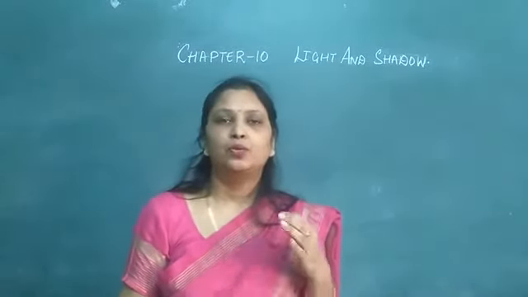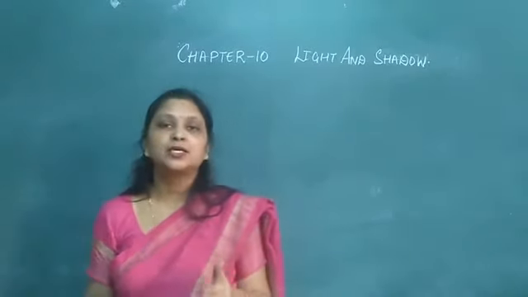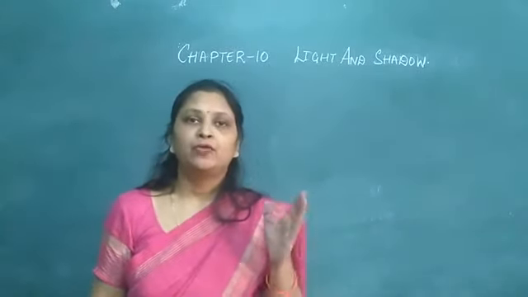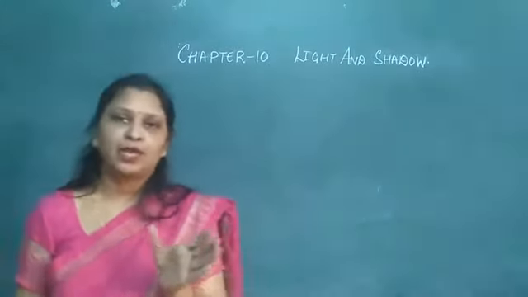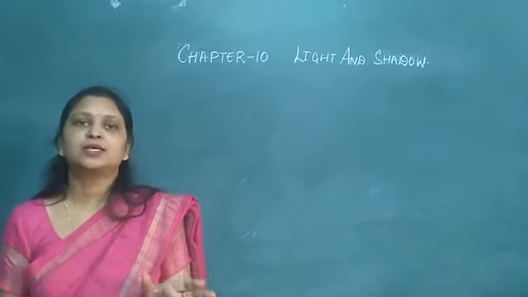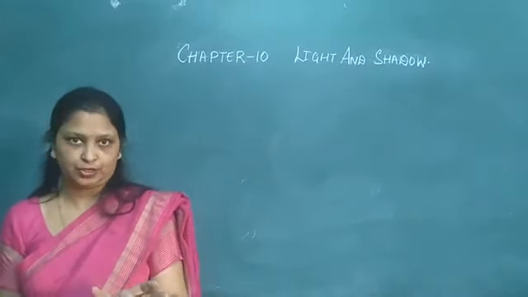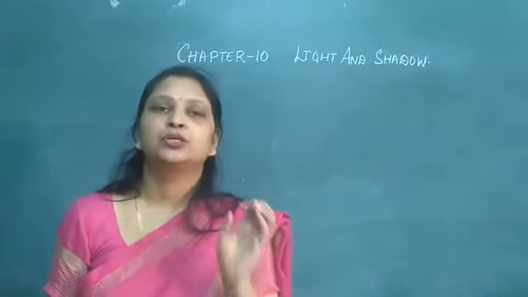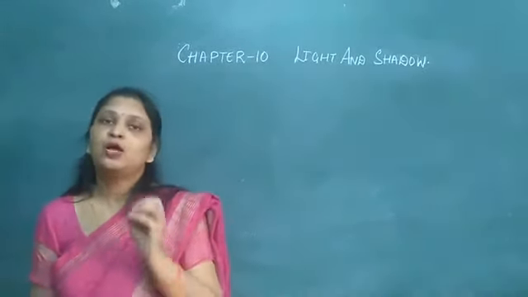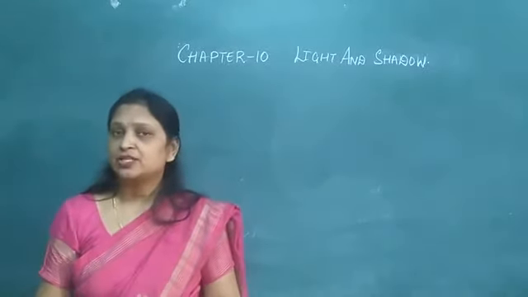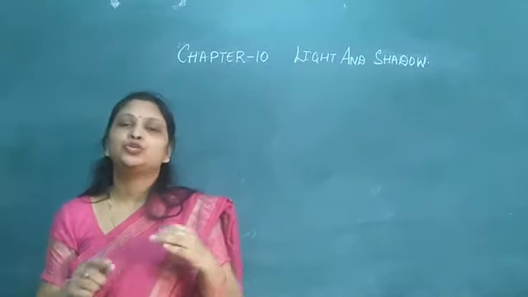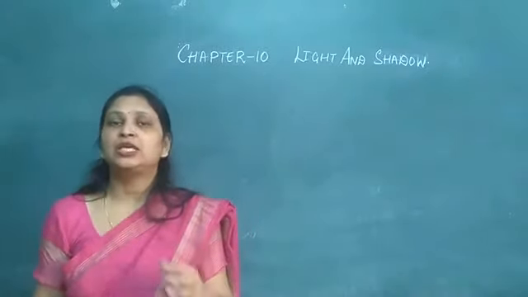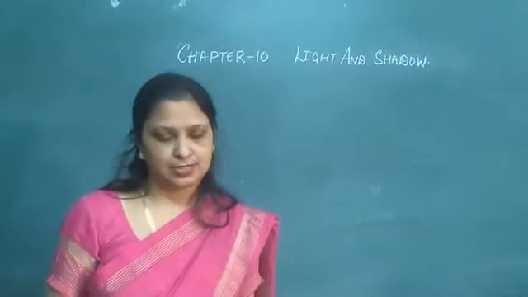First of all, what is light? Light is a form of energy, as you have learned in chapter number 9, where you have learned the types of energy. Energy means ability to do work. So, light is also an ability by which we can do work. Because if light is not there, we are unable to see things. Because of light, we are able to see each and every thing.